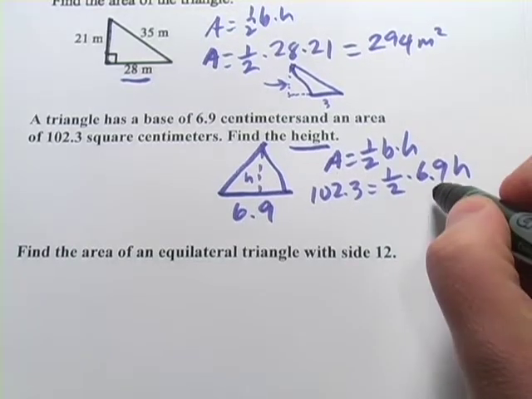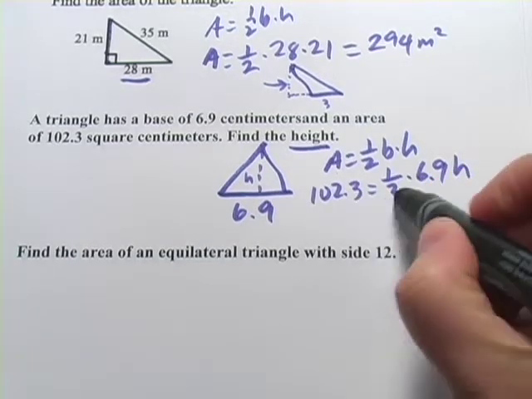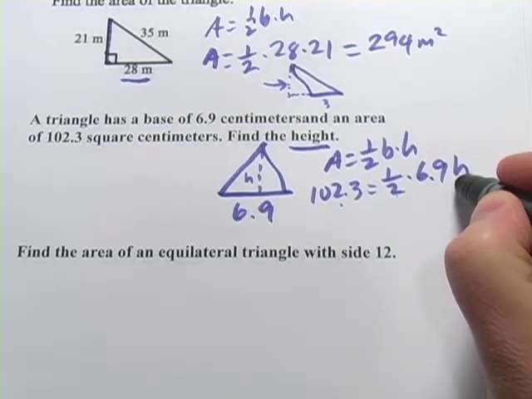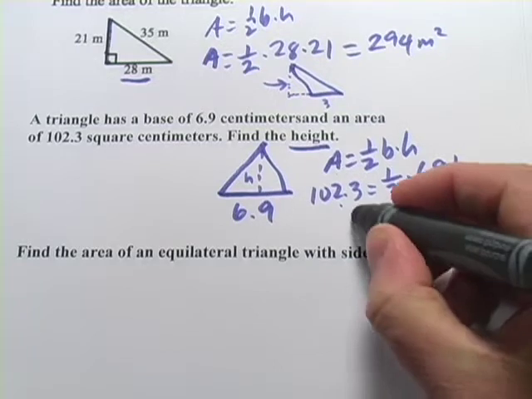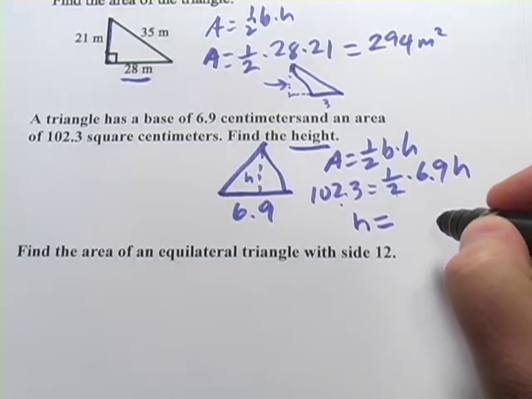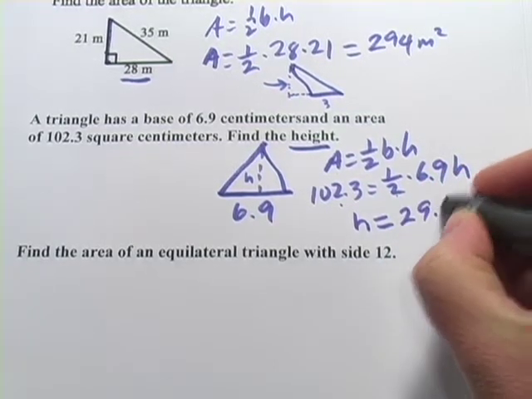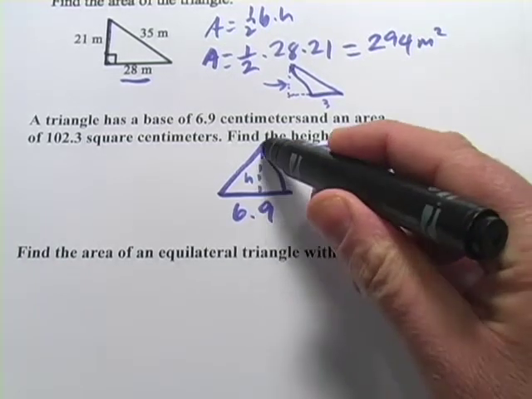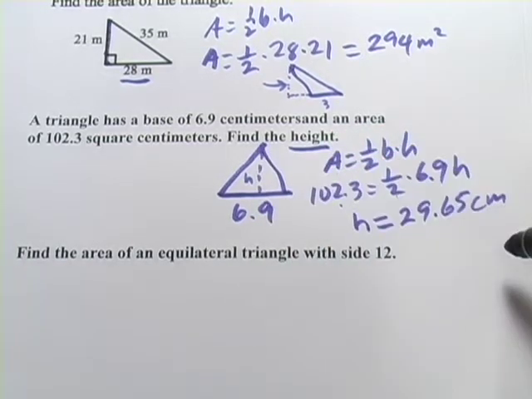So at this point, what we can do is take 102.3, multiply it by 2, same as dividing by 1/2, and then divide by 6.9. And what you should get when you do that is 29.65 centimeters. And since we're just finding the distance here, that's just plain old centimeters, not centimeters squared.